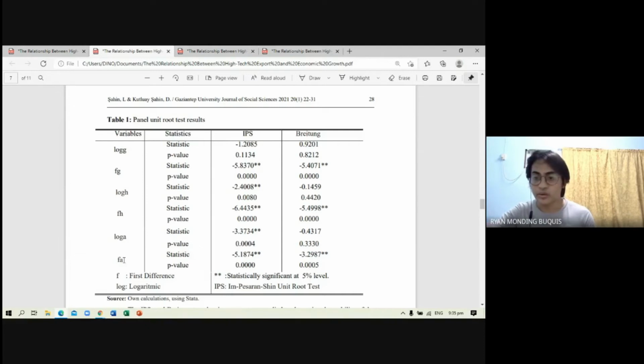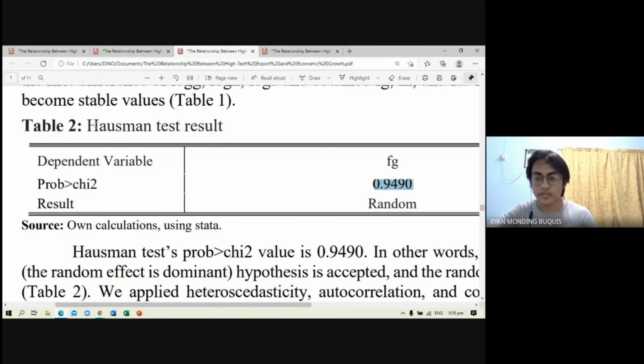In table 2, the Hausman test is implemented to test whether fixed or random effect is preferred. The analysis is to use FE or fixed effect if Prob > chi2 is less than 0.05 or 5%. We can see that the value of Prob > chi2 is equal to 0.9490. In other words, the null hypothesis is accepted and random effect is preferred.